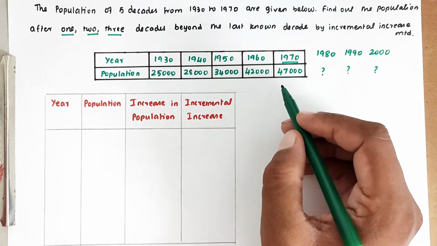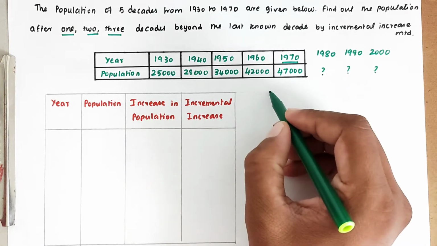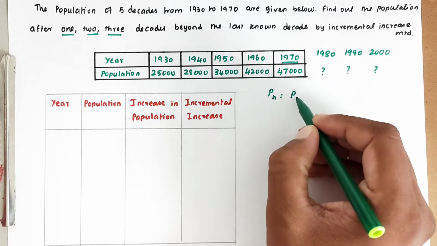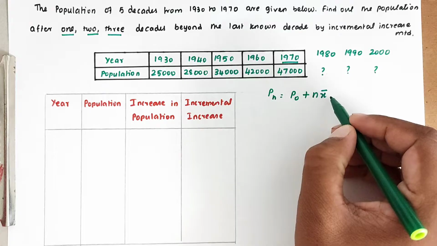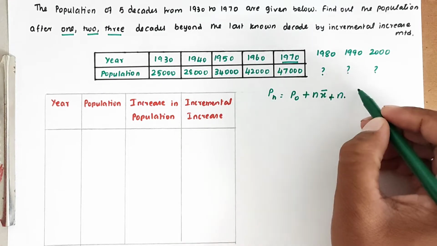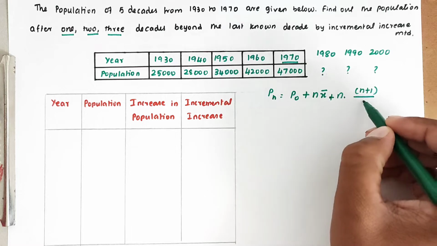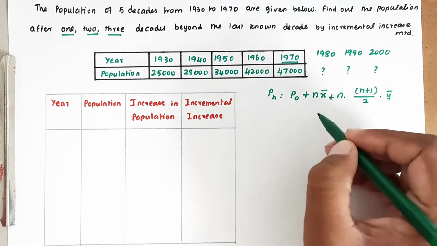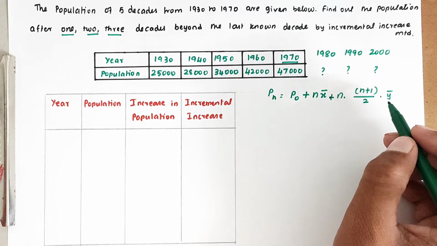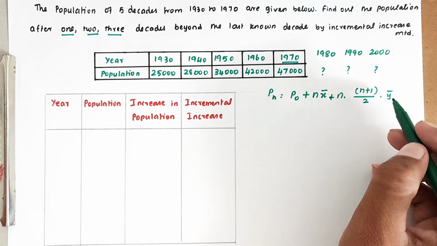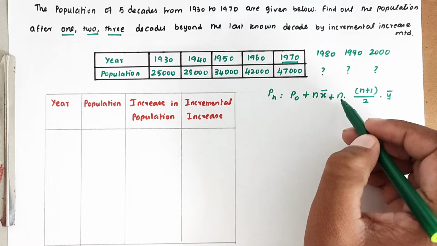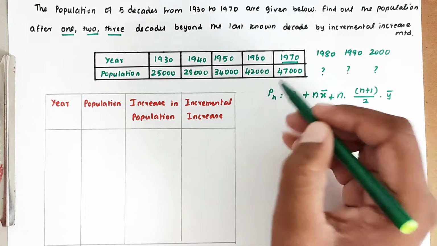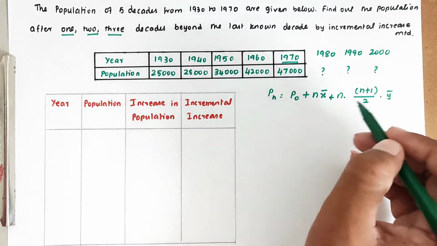Now we can use the formula for the incremental increase method: Pn equals P naught, that is the previous decade's population, plus n into x bar, plus n into (n plus 1) divided by 2 into y bar. Here x bar is the average increase in population, y bar is the average incremental increase in population, and n is the number of decades. The first decade is 1, the second decade is 2, the third decade is 3. Likewise we can calculate.